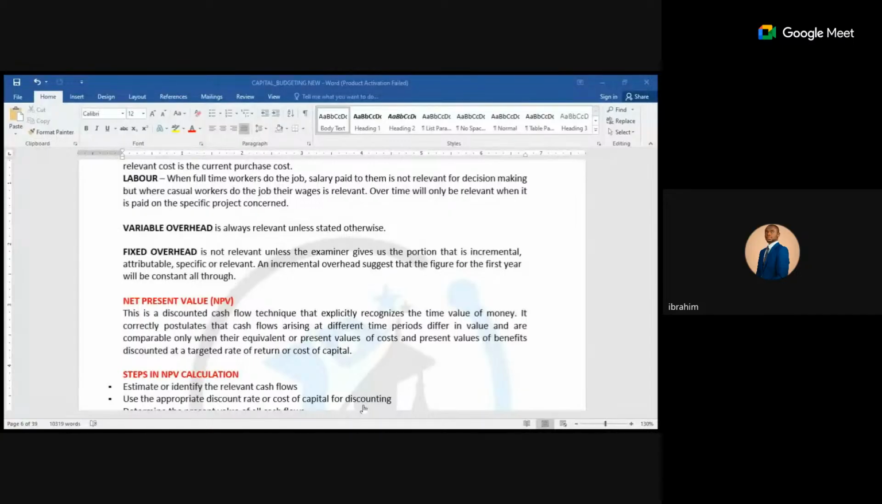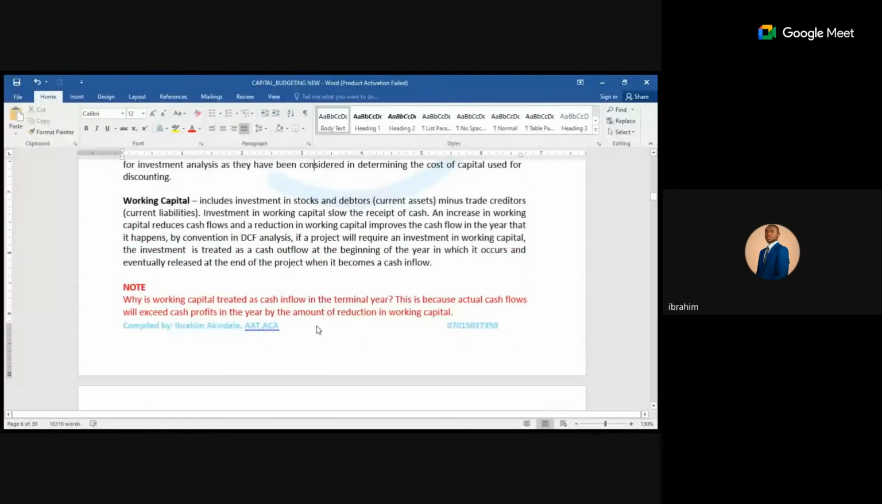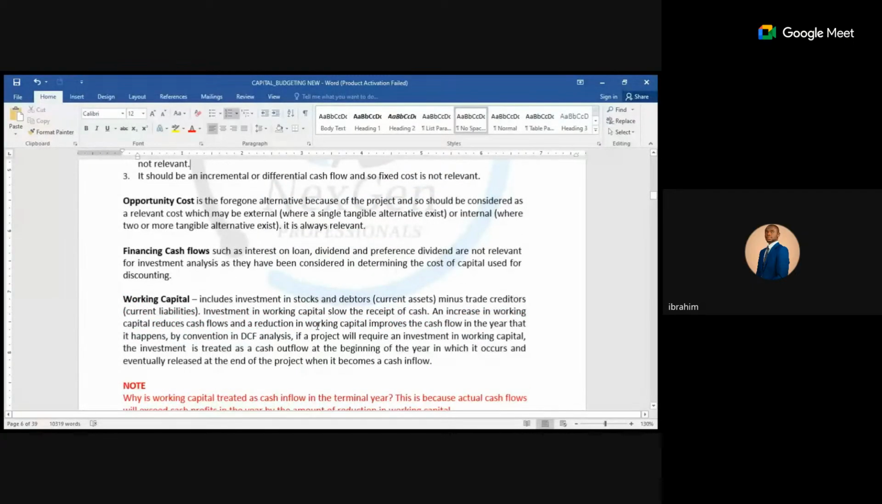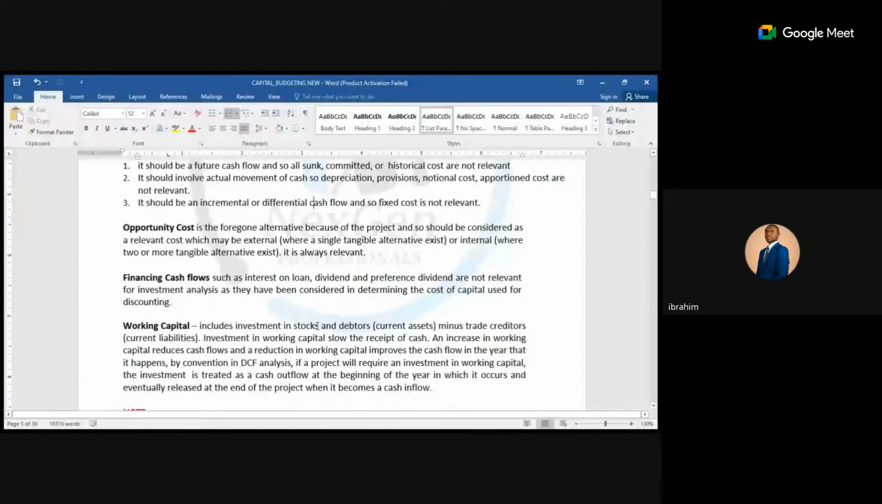The question is, what are you going to discount your cash flow with? What you will use to discount your cash flow will take us to another part, either the real or the nominal. We'll get to that point. But before I move to the real and nominal, I need to explain this every time. Before we finish our investment appraisal, I will still be coming back to this part of relevant costing again and again.